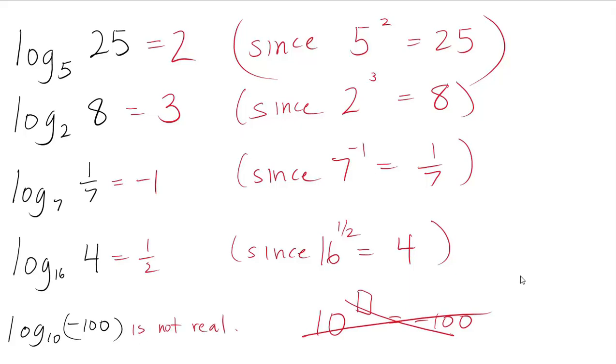So summarizing here, the output of a logarithm is the exponent you have to put on the base in order to get the input.